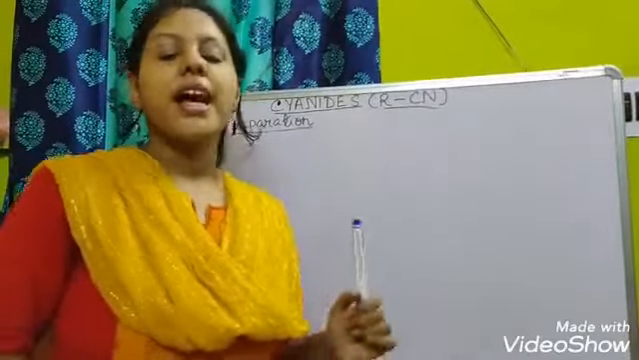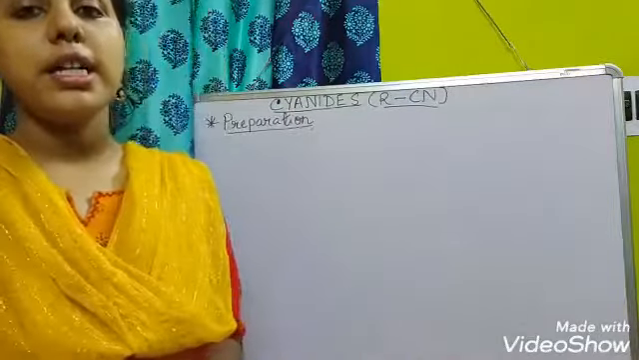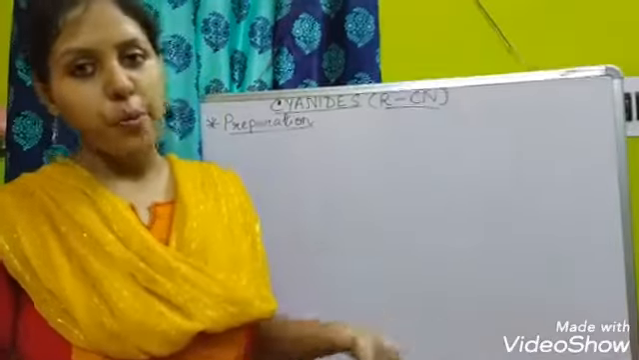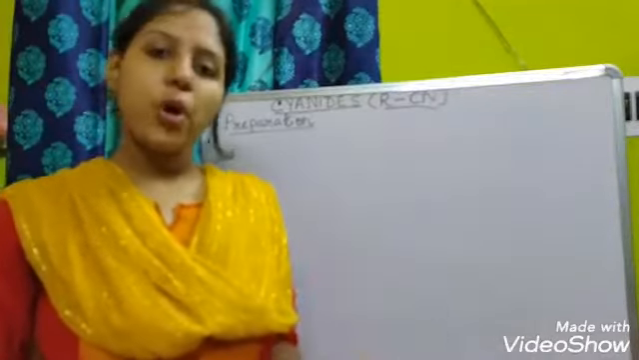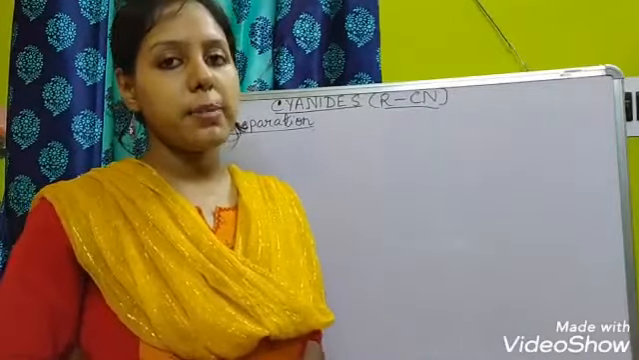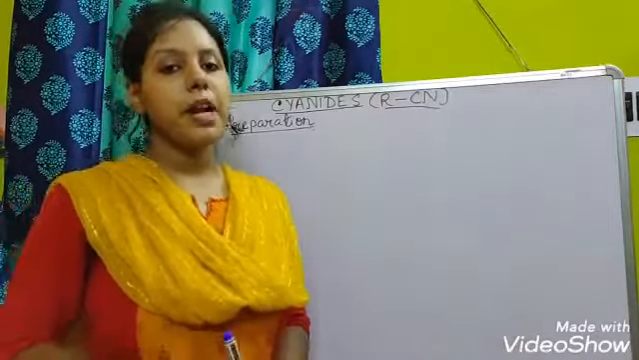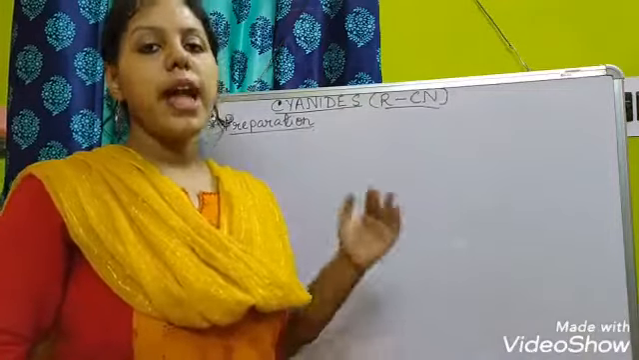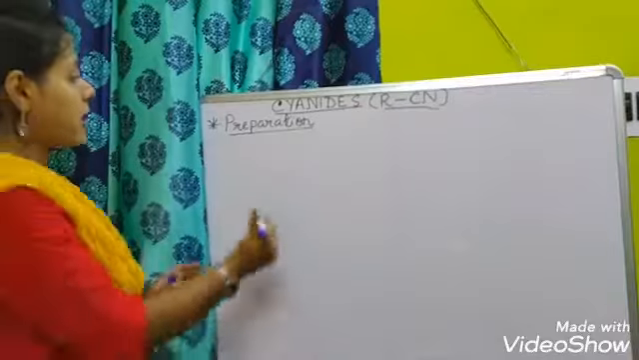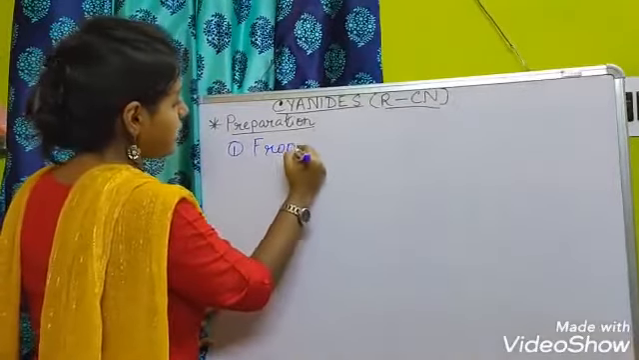Hello students. In the previous class, in part 1, we learned about the preparation of cyanides from alkyl halides, from carboxylic acids and from acid amides. In today's video, we will learn the preparation of cyanides from aldehydes and from Grignard reagents. Okay, so start. Number 1, from aldehydes.